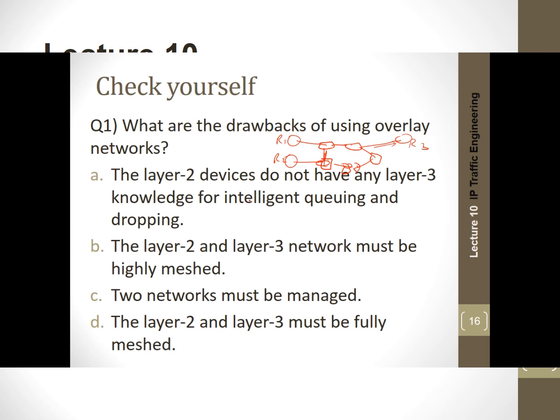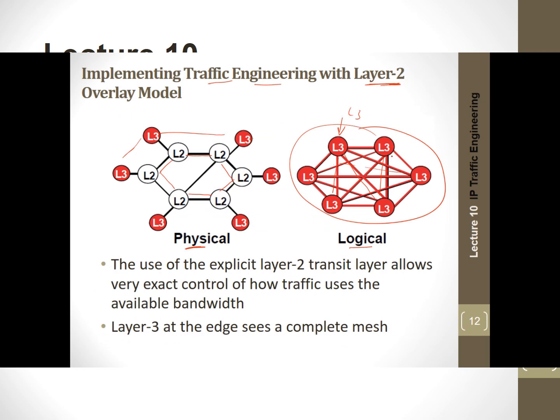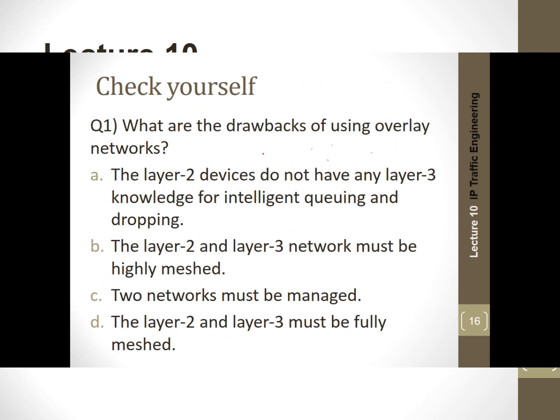The network must have knowledge of intelligent queuing and dropping. The layer 2 and layer 3 network must be highly meshed. This is a drawback. They are highly meshed and connected to each other. As we saw, I'm not able to draw it very well, so let's look into the previous diagram that is already there. This one is highly meshed, and in this scenario, layer 2 devices are not aware of the layer 3 devices which are outside.